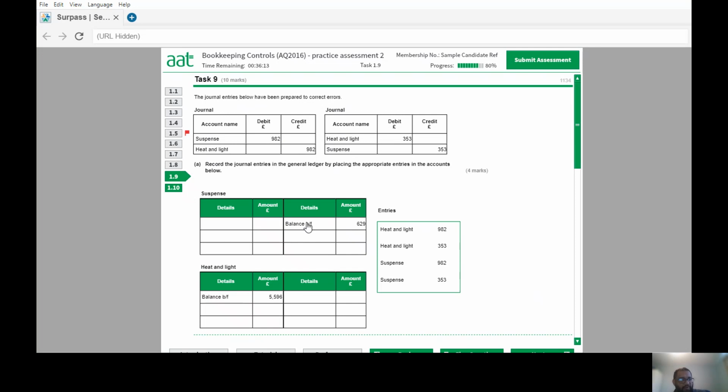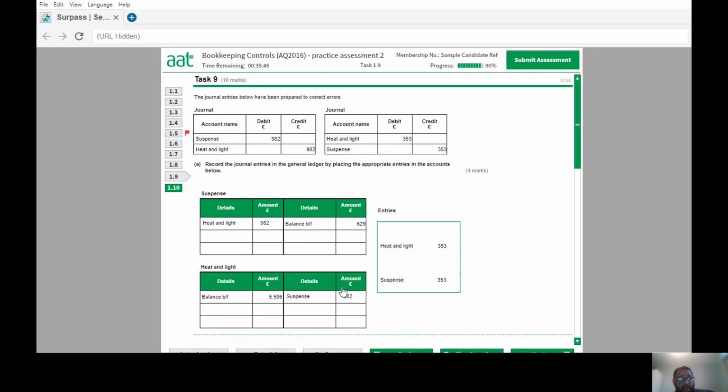So what we now have to do, we need to drag and drop, see which entry is going to be what. So suspense got 982 debit. So on the suspense account, we have to choose the heat and light 982. Why? It makes sense because we cannot put suspense on the same account. So it has to be the heat and light account, which is the opposing entry. And then from here, I'm going to use the suspense account that way.